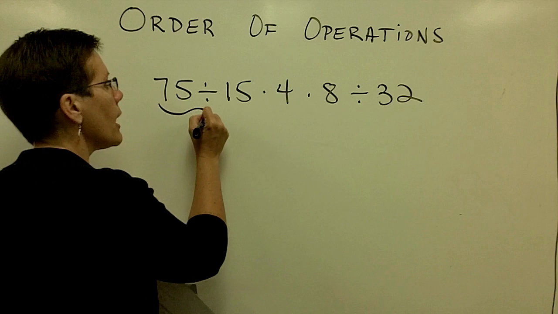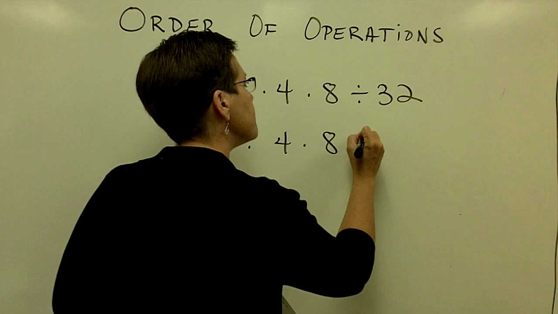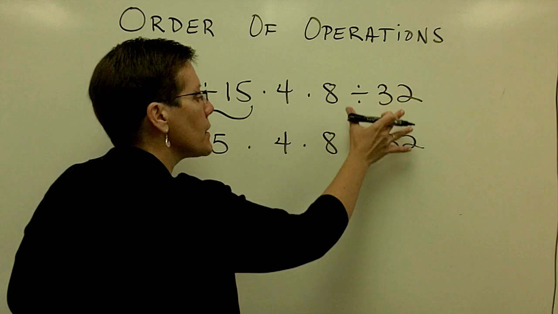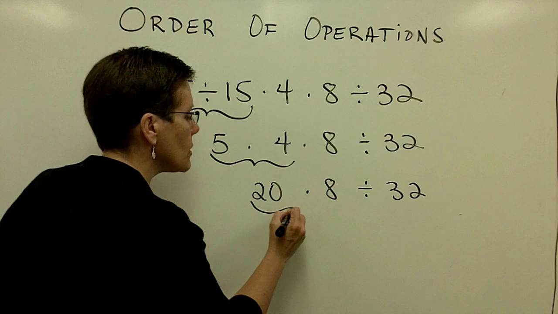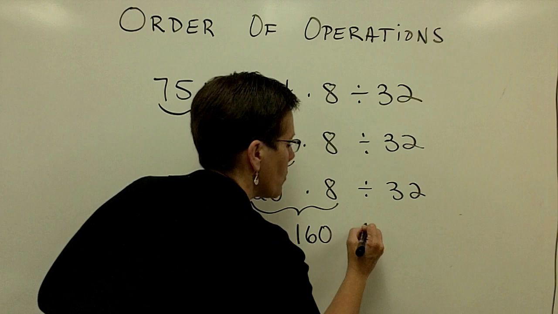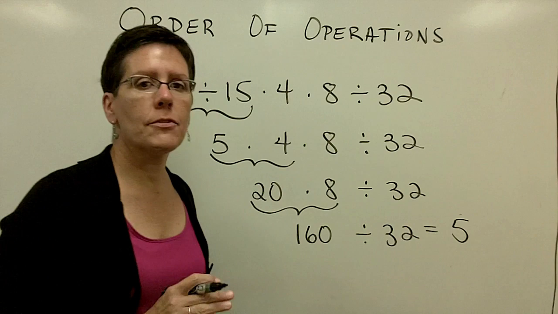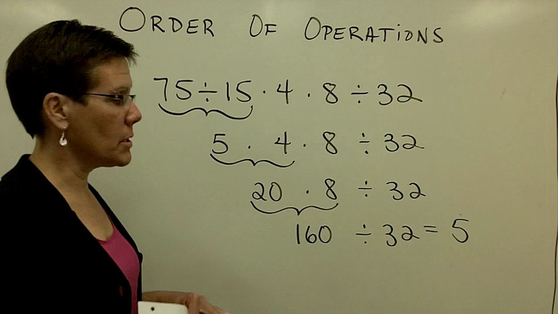So 75 divided by 15 is the value 5. And I'm going to kind of be fastidious. Maybe that's a poor choice of words. But I'm just going to bring everything down. And I'm going to work from left to right. So now I have 5 times 4, which is 20. And next, I'll end up multiplying that by 8. Keep working from left to right. And 20 times 8 is 160. And when I divide, finally, that by 32, fairly certain that I get 5. So again, work from left to right when you're in this particular problem where I had just multiplication and division.